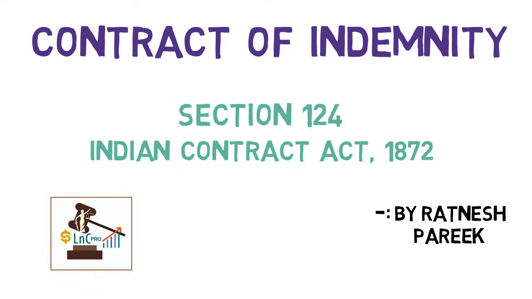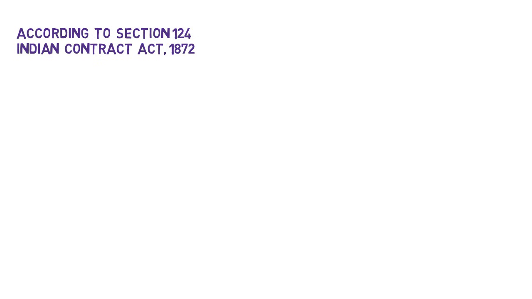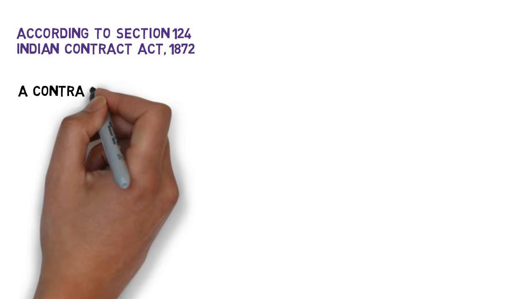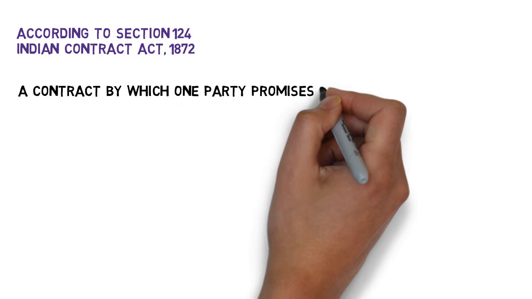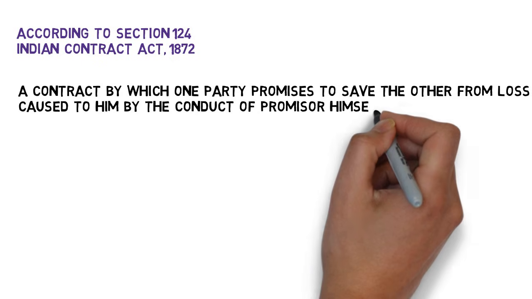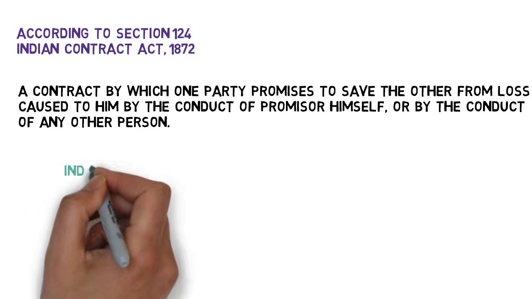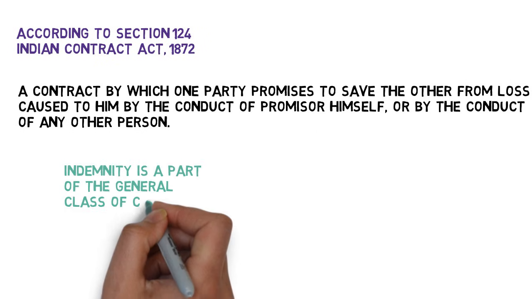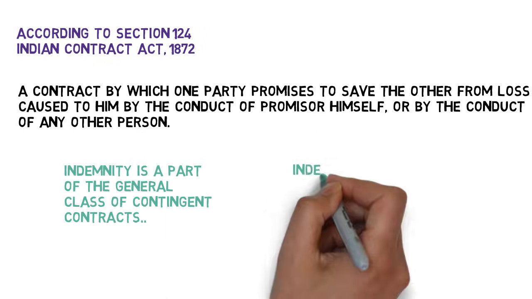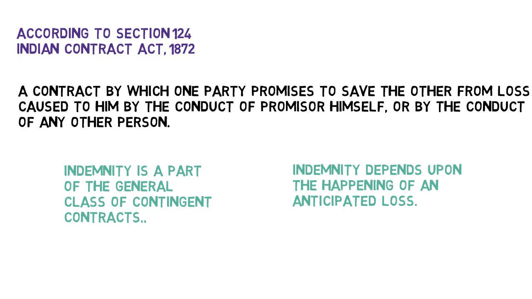So let's start. According to section 124 of Indian Contract Act 1872, indemnity contract is a contract by which one party promises to save the other from loss caused to him by the conduct of promisor himself or by the conduct of any other person. Indemnity is a part of general class of contingent contracts because indemnity depends upon the happening of an anticipated loss.